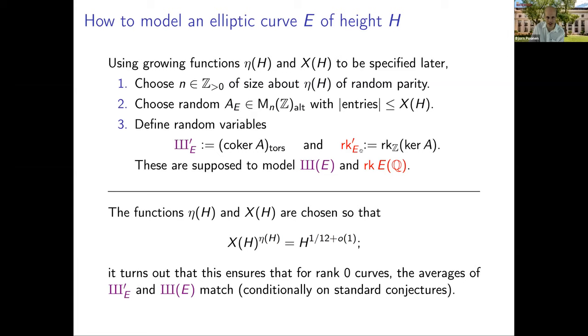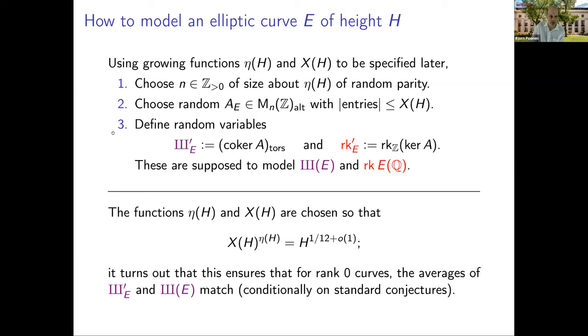But these things are defined using just pure linear algebra constructions. They do not actually have anything to do with the elliptic curve, except that the construction depends on the height of the elliptic curve. This really doesn't have anything to do with the arithmetic of elliptic curves, except we conjecture that it does. So I'll call this the pseudo-Sha of this E, and this is the pseudo-rank of this elliptic curve E. And we predict that the distribution of these things is going to be like the distribution of the actual things in the arithmetic of elliptic curves. Okay, so that's the model.